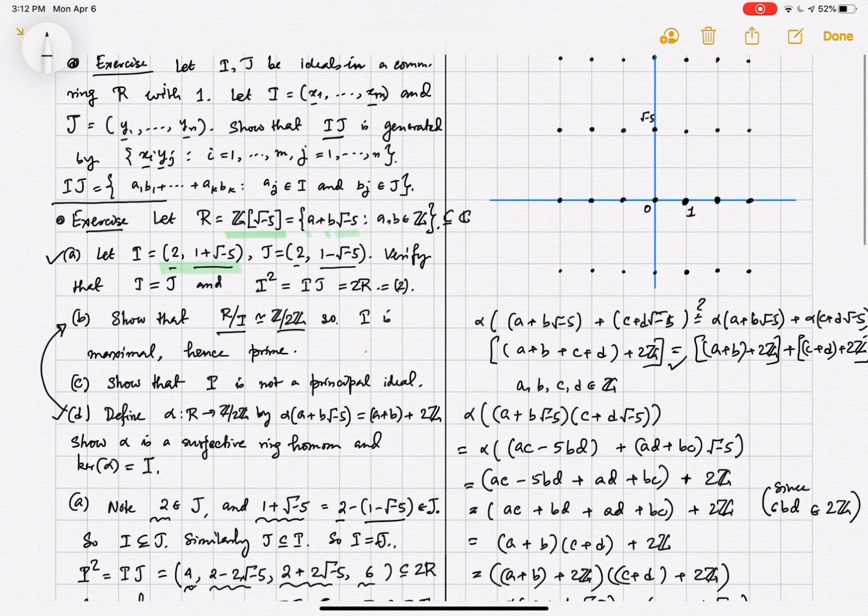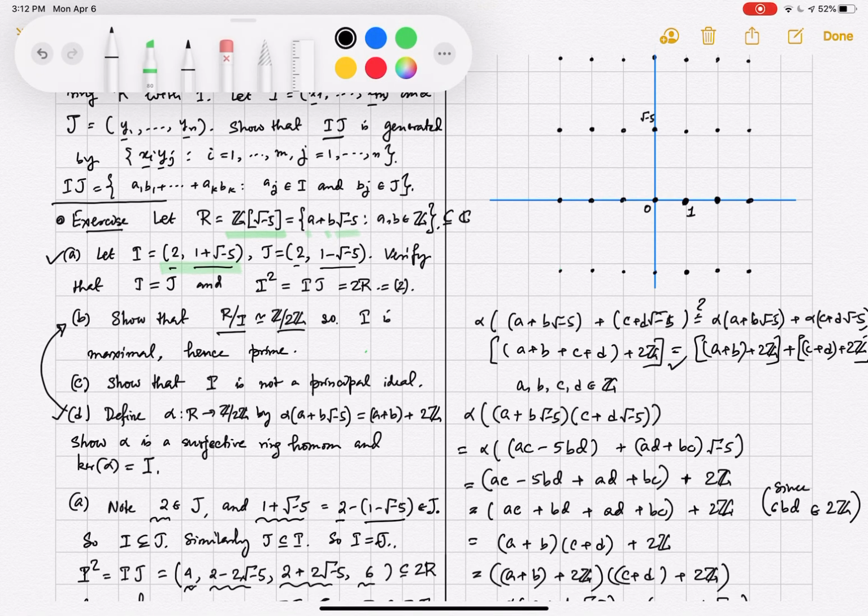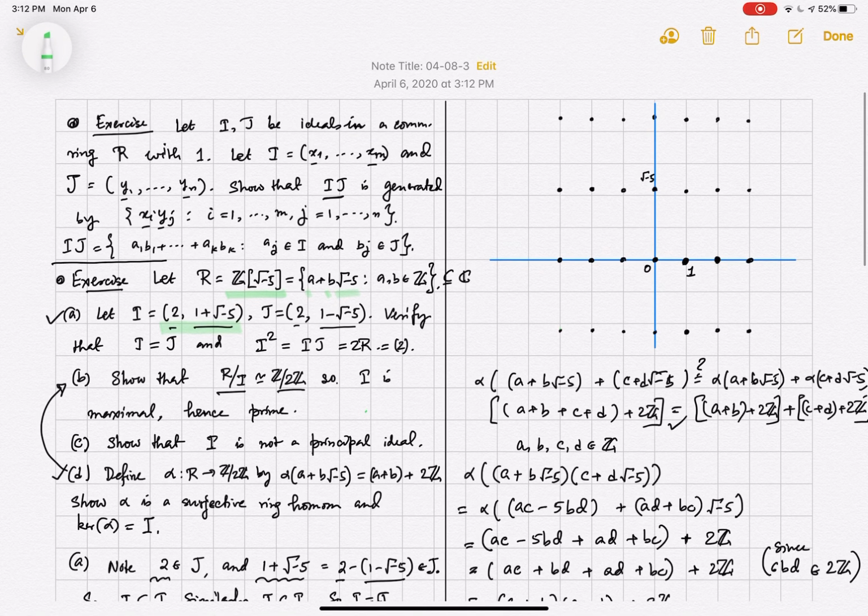What it tells you in the picture is that the ideal consists of these points. There's 2, there's 1 plus square root of minus 5, this checkerboard lattice. And once you know that, you can actually see directly that the quotient is Z mod 2Z. So this green thing is the ideal I. Okay, and part C, maybe I'll just let you look in the notes.